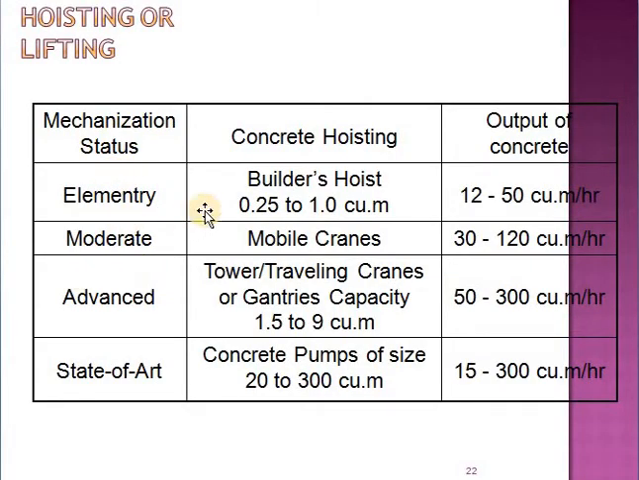So in the mechanization station, elementary is builder's hoist, 0.25 to 1 cubic meters, 12 to 50 per hour output of concrete. In moderate, mobile cranes give 30 to 120 per hour. In advanced, tower or traveling cranes or gantries, capacity 1.5 to 9, 50 to 300 per hour. And in state of the art, concrete pumps of size 20 to 300, 15 to 300 per hour. So this is nothing but hoisting or lifting equipment.